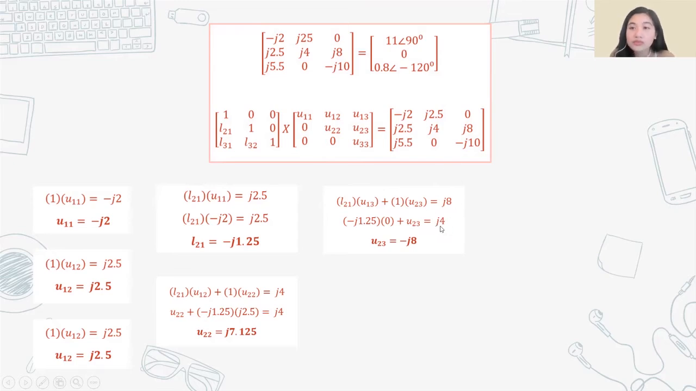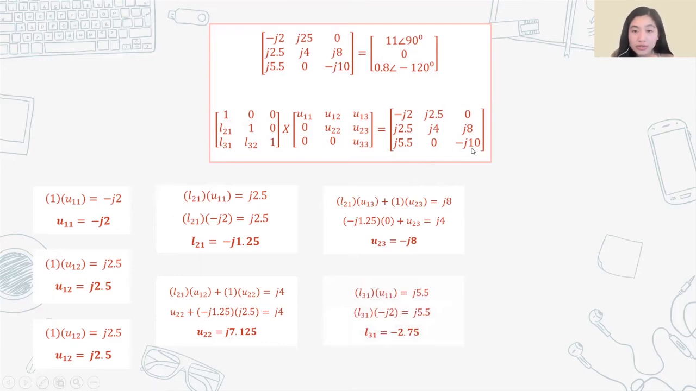So, by means of doing the math, we can arrive to an answer of negative j8 by means of transposing this, pero ang ating anything that is multiplied by 0 will be equivalent to 0. So, 0 na ito, kahit ilipat sa kabila, we will still have a value of j8. j8 over here minus a certain value, and we will come up with negative j8. Next is that our L31 times U11 is equivalent to j5.5.